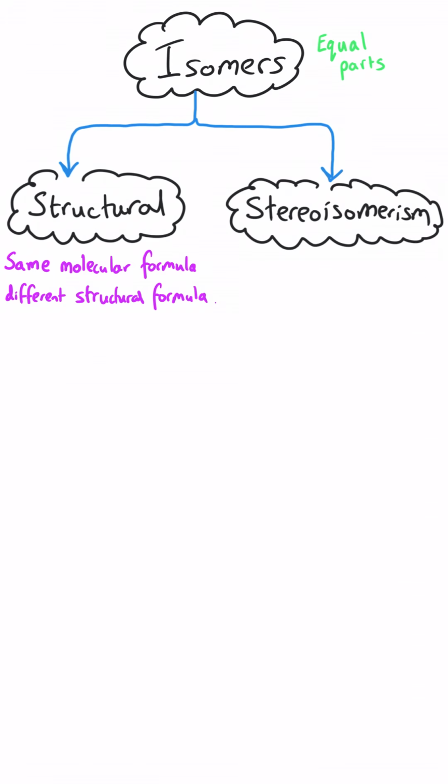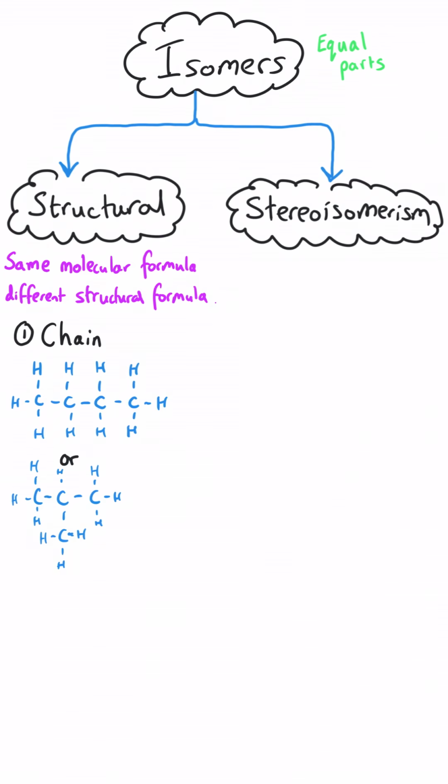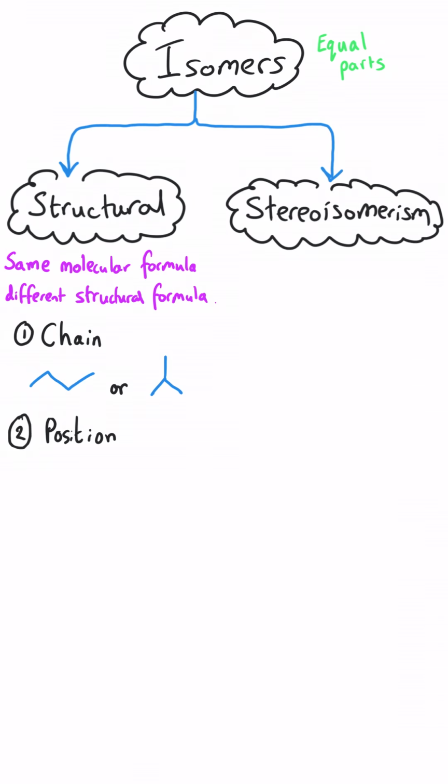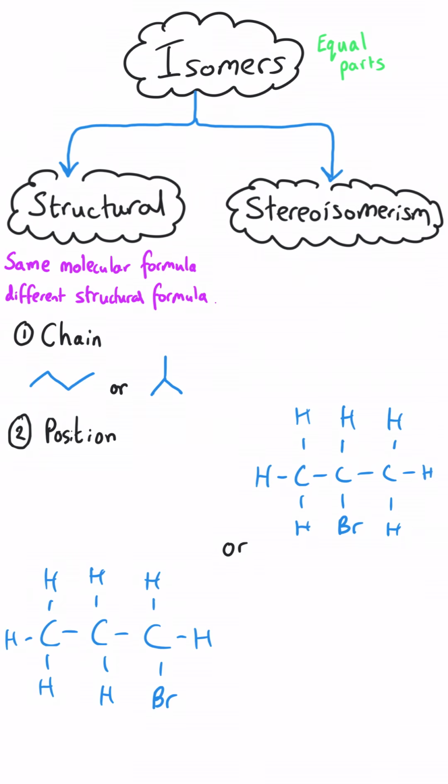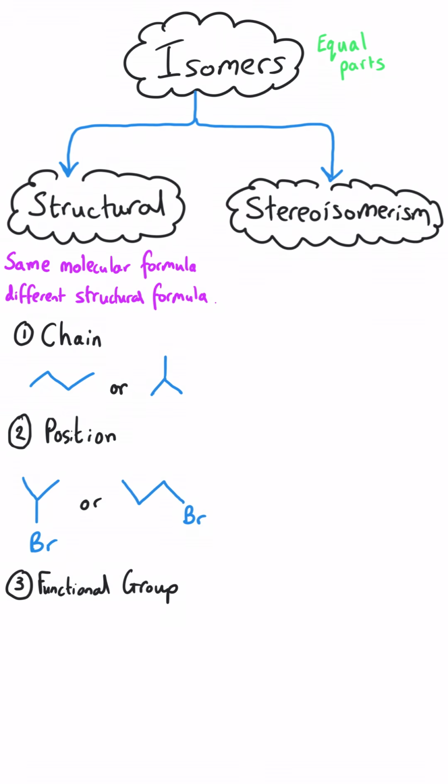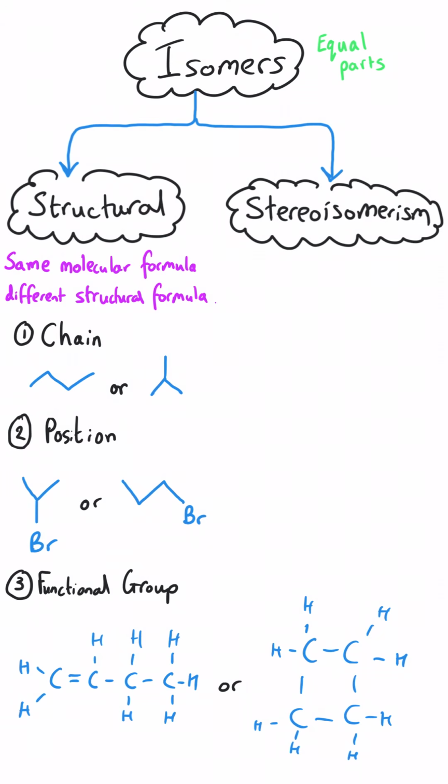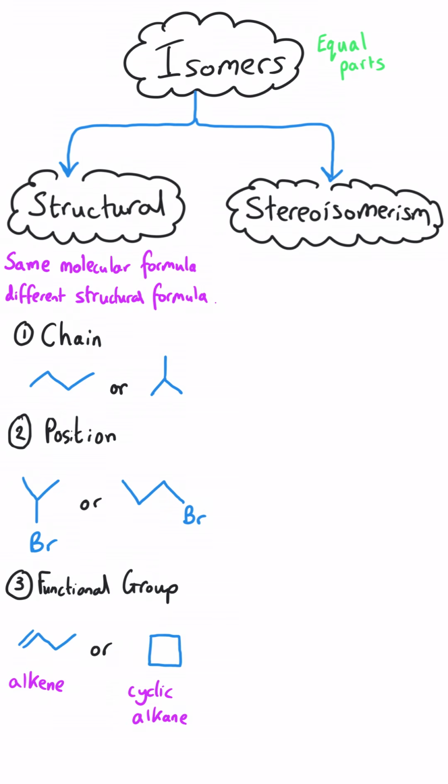There are chain isomers, and that's where the carbon skeleton has branches, and it might be a chain of 4 or a chain of 3 with a branch in the middle. And then there are position isomers, where the functional group, for instance a bromine atom, might be in different positions along the length of a carbon chain. And finally, there is functional group isomers, where the atoms themselves are reorganised in such a way that the functional group is different between one isomer and the next.